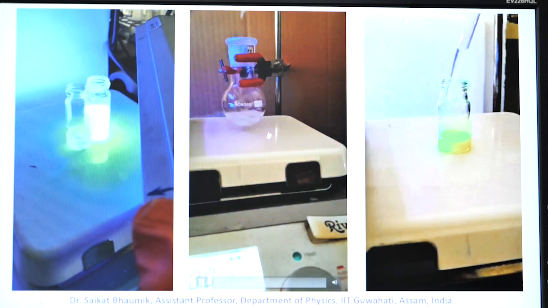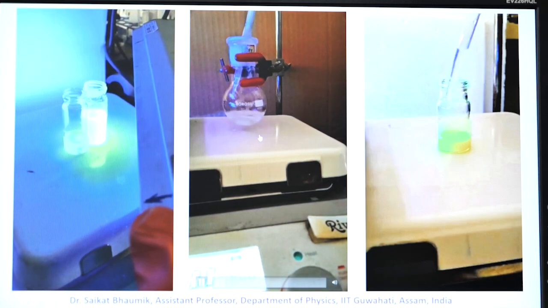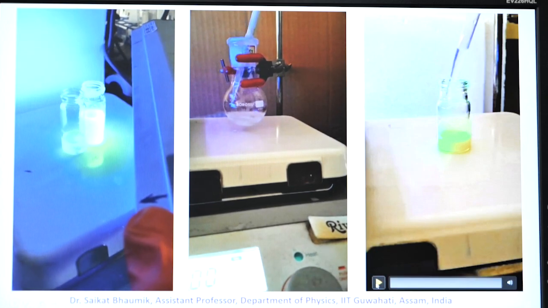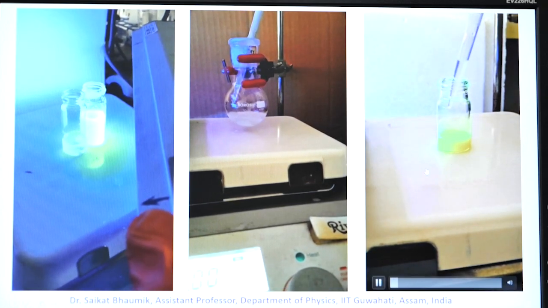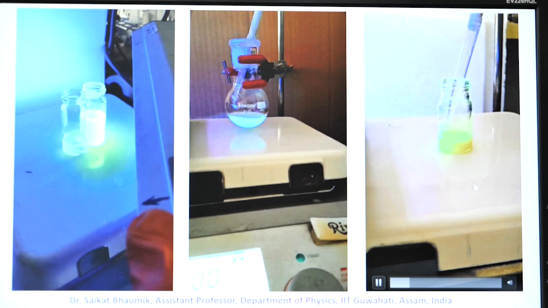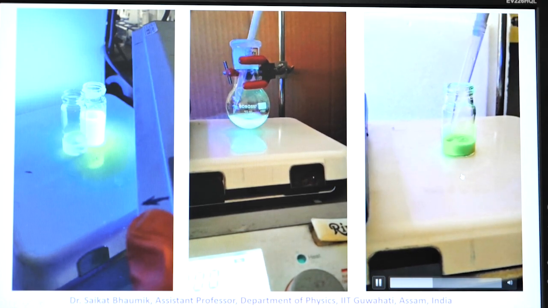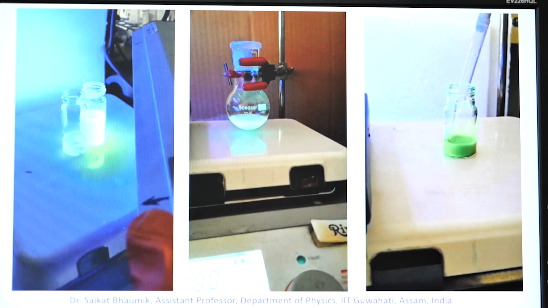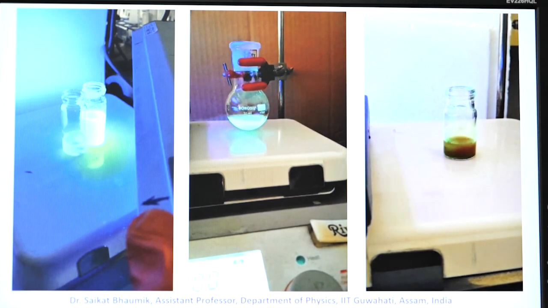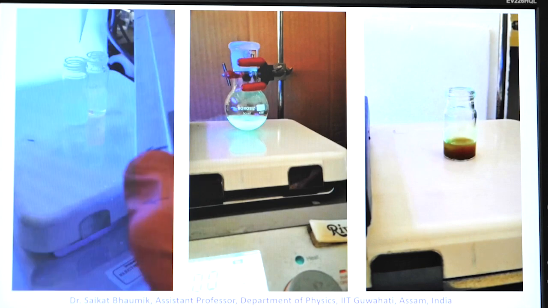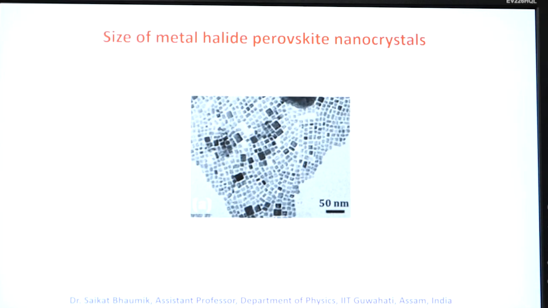In the second video, we can also make the blue nanoparticles, and in the third one, we can synthesize red emitting nanoparticles from the green nanoparticles. In all these cases, the PL intensity is very high, and the quantum yield reaches up to 90%. And you can see this is the size of the nanoparticles taken in TEM. Their particle size is less than 50 nanometers.